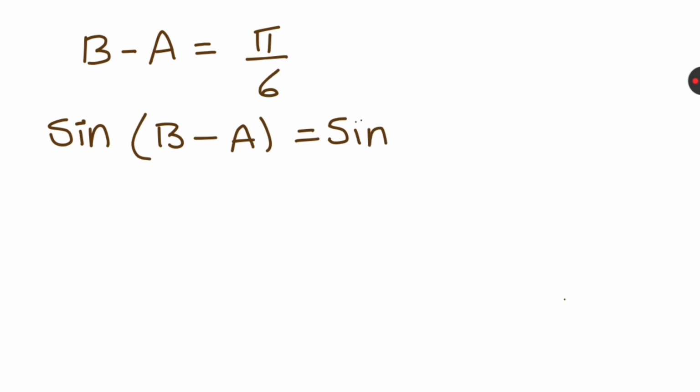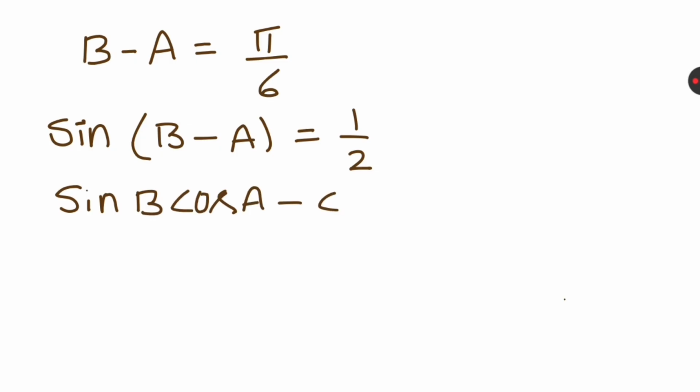What is sine pi over 6 value? Sine pi over 6 is nothing but sine 30. Sine 30, the value is 1 over 2. Left hand side, it is in the form of sine of (A minus B) formula. Let's apply that formula. Sine B cos A minus cos B sine A, that is equal to 1 over 2.